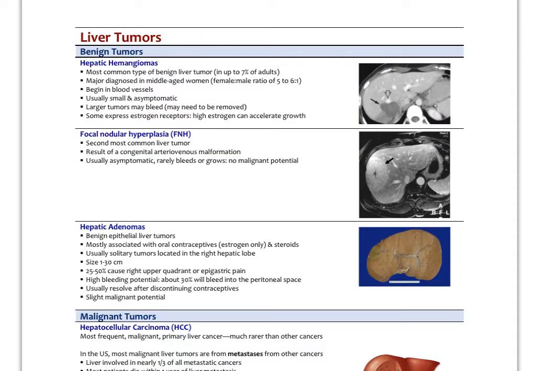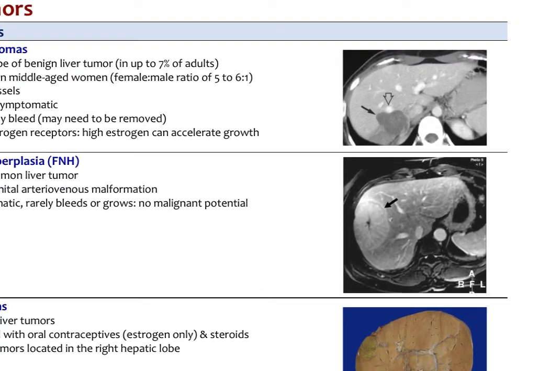Finally, in terms of the liver, let me just say a bit about liver tumors. They really fall into two groupings, the benign tumors and the malignant tumors. The benign tumors would include things like hepatic hemangiomas, the most common type of liver tumor. It's found in up to 7% of adults. It's mostly diagnosed in middle-aged females. Female to male ratio is about 5 to 6 to 1. It begins in blood vessels in the liver. They're small and asymptomatic. Generally, no treatment is needed, and they're often found just on incident imaging.